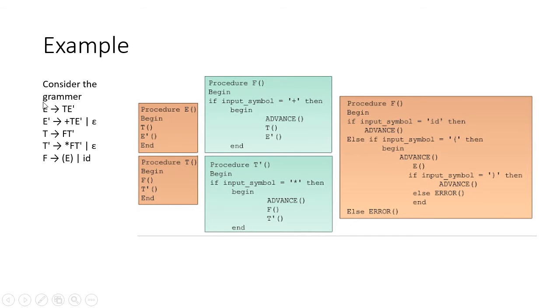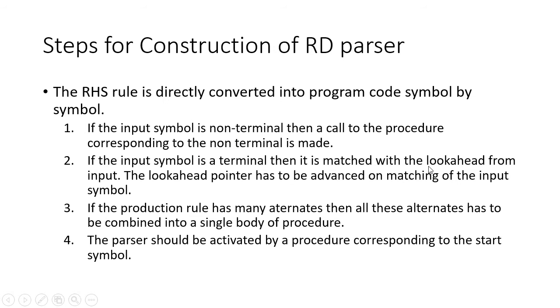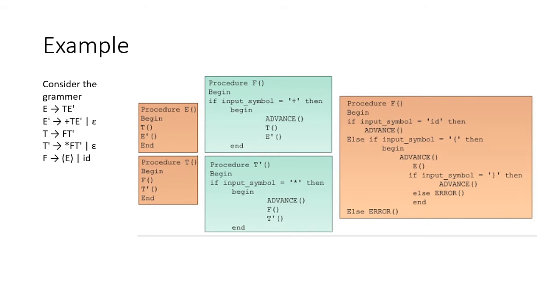So that means you have a grammar and directly you write a program for it. This is what is called recursive descent parsing. So remember, recursive descent parsing is where you have a grammar and immediately from the grammar you write a program for it.